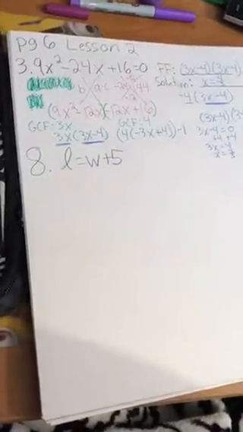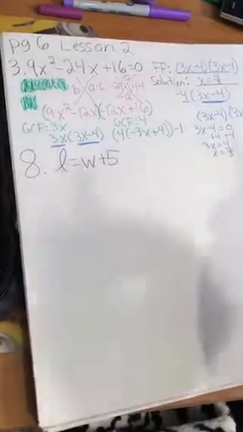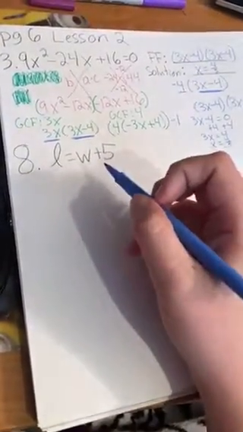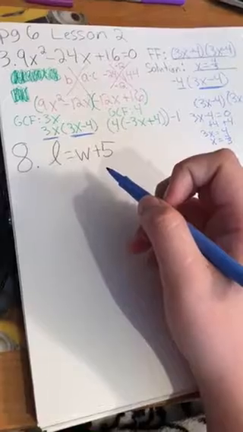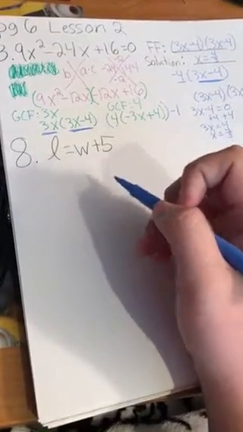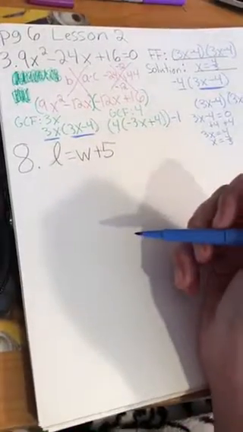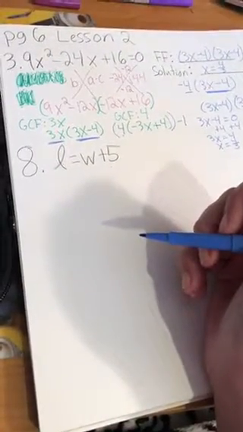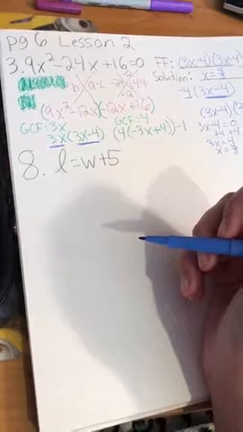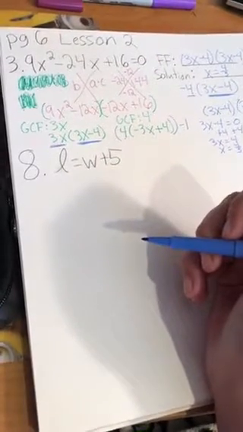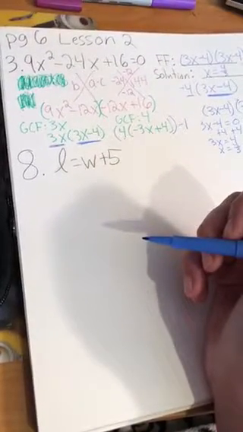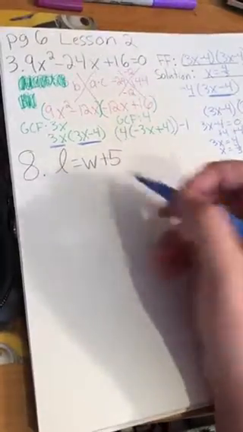Now for number 8 on the same page, number 6 for lesson 2, we have the word problem. The length of a rectangle garden is 5 feet more than its width, which here is represented. The area of the garden is 176 square feet. What are the length and the width of the garden? So first we have this.